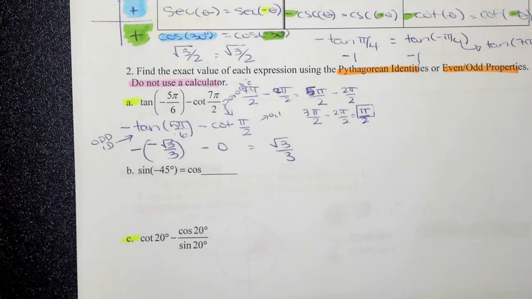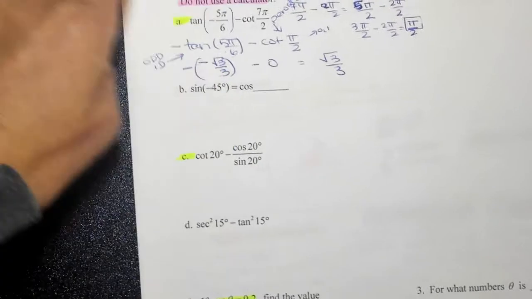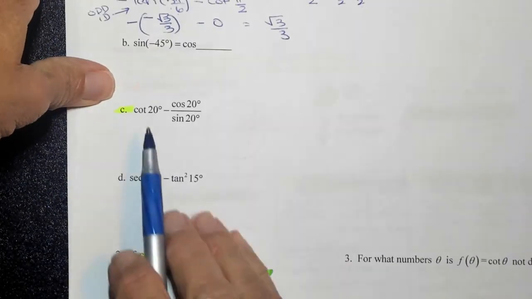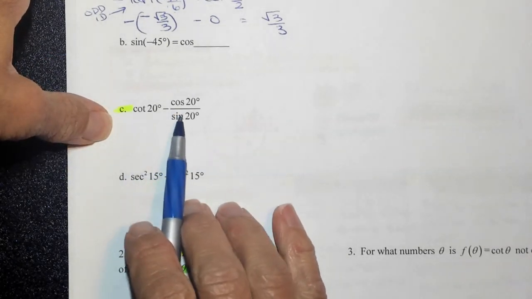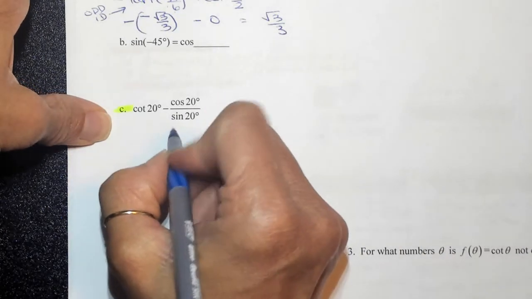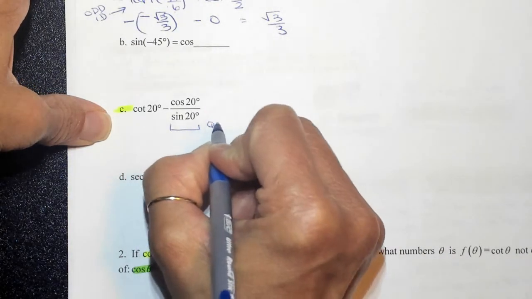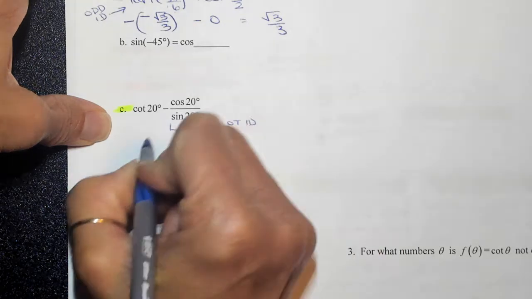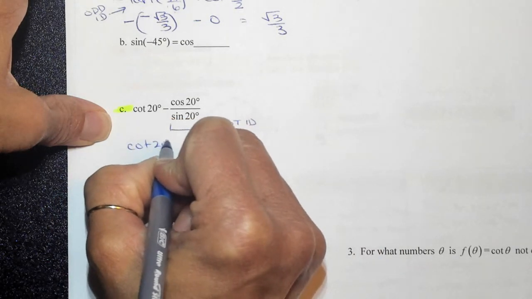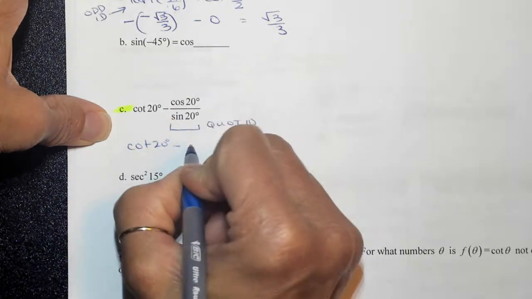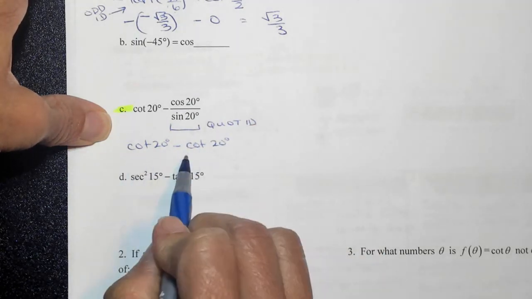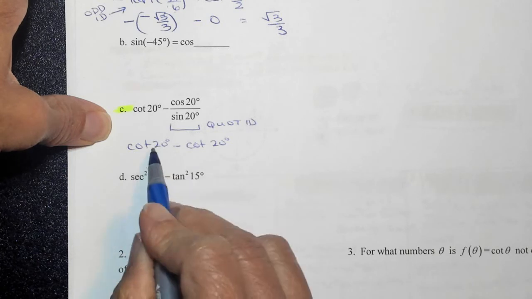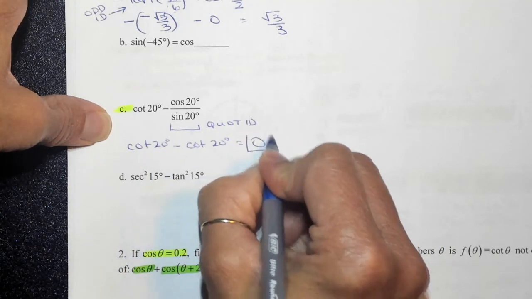Okay? All right, let's talk about this one. If you're not allowed to use a calculator and you take a look at this problem, some of us might freak out, including myself. However, if I remember my quotient identity, okay, so here we're going to use our quotient identity. This is the cotangent of 20 degrees minus cosine over sine is cotangent of 20 degrees. Whatever this value is, it's still going to be the same decimal. So when you take one minus the other, you'll get 0. Okay?